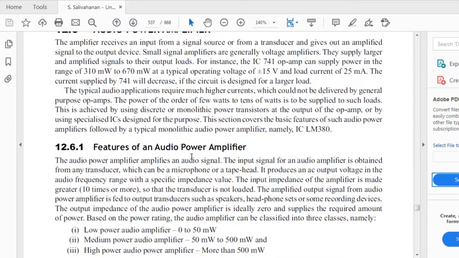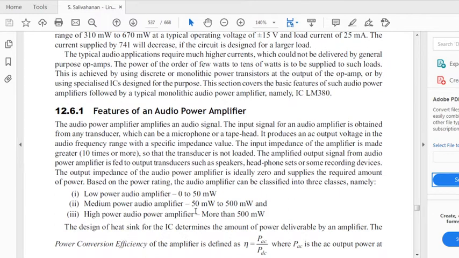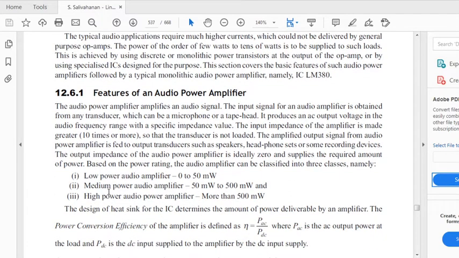As we have seen in the very first class on the loading effect, in order to avoid the loading effect, your input impedance has to be higher and your output impedance has to be lower. This in turn is satisfied by the audio power amplifier. You have the categorization as low power, medium power and higher power audio amplifiers, whose output power is given over here.